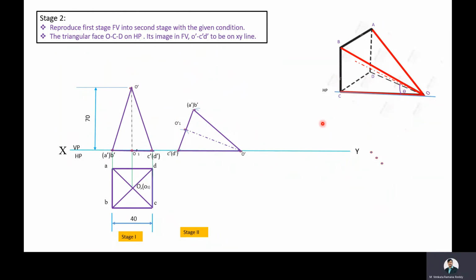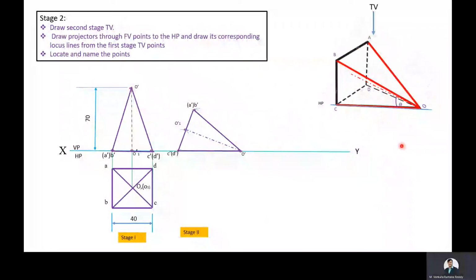Then we'll move towards drawing the second stage top view. For drawing the second stage top view, what we need to do? Draw projectors through C dash, D dash, O1 dash, A dash, B dash and O dash towards the horizontal plane, and draw the corresponding locus lines from the first stage top view points. Then locate the intersection points.